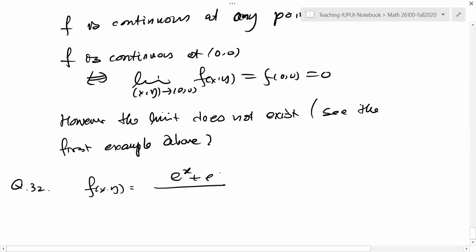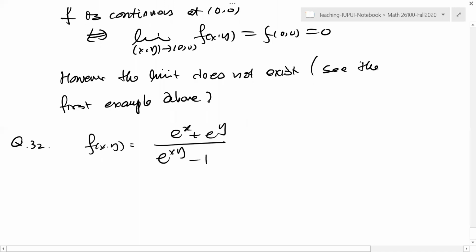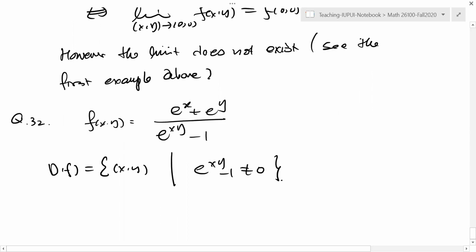e to the x plus e to the y, over e to the x times y minus 1. All right, so first of all, we have to find the domain. Essentially, this problem is just for us to find the domain because this is a function defined by elementary functions. So what is the domain? The domain of the function are those points such that e to the xy minus 1 is not going to be 0. Otherwise it's not defined.